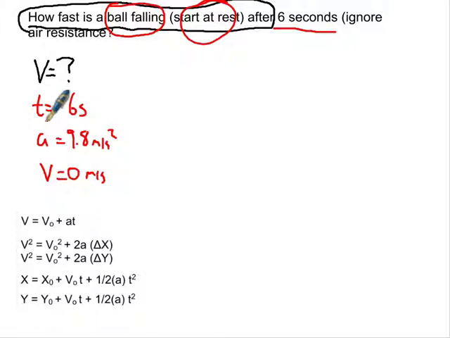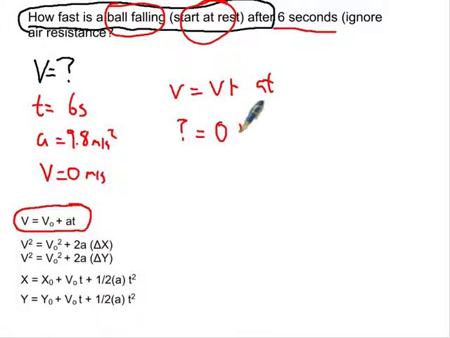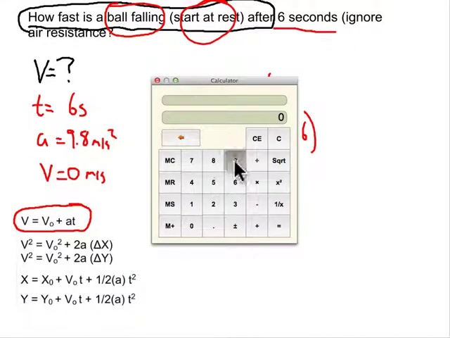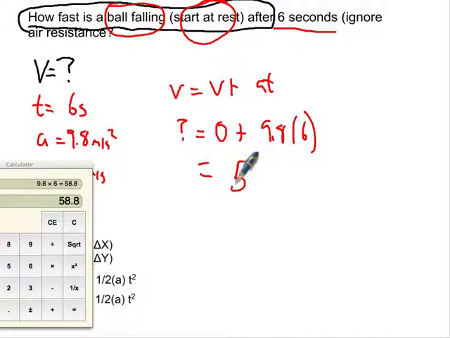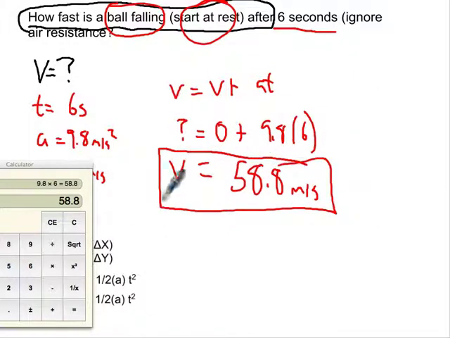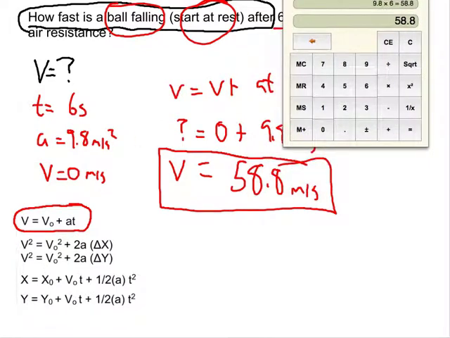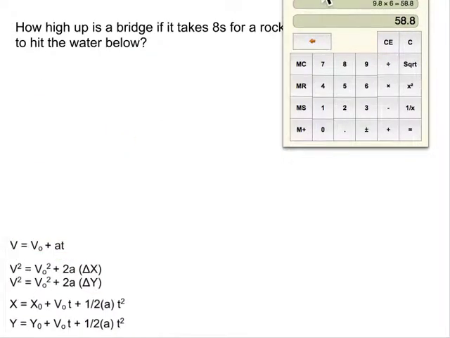I can only use a formula that has these things, which is this one. And I set it up. Question mark equals 0 plus 9.8 times 6 equals 9.8 times 6, 58.8. No, meters per second, because this is velocity. Without the units, it's incorrect. Okay.